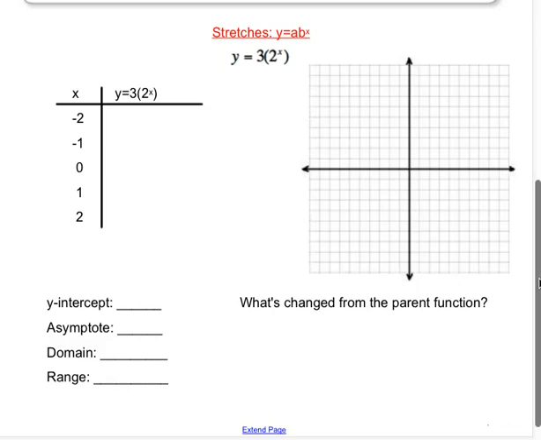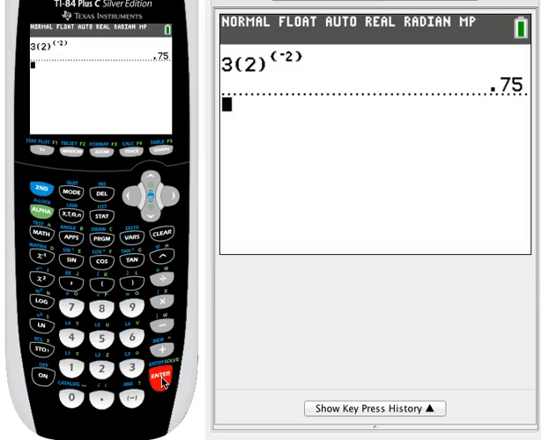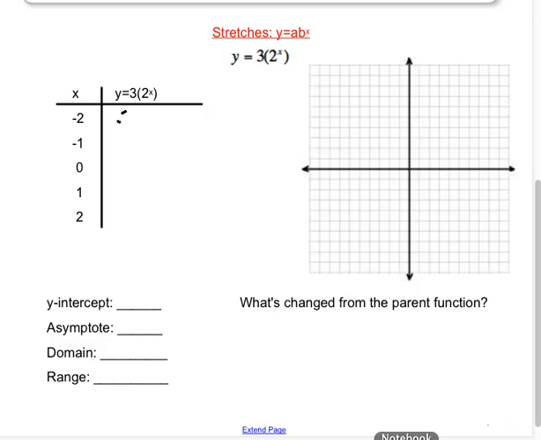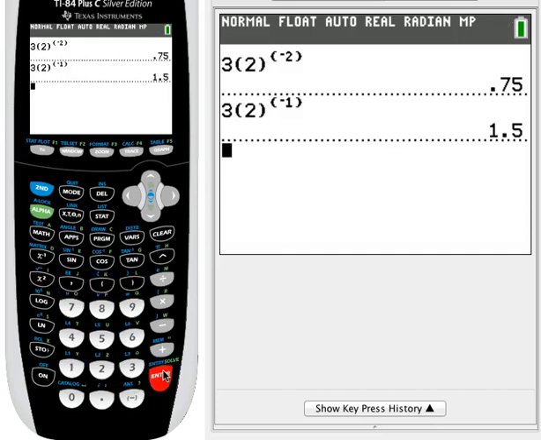So, stretches, recall, whenever you have a stretch or compression or an x-axis reflection, we're going to incorporate that straight into the table. So I'm just going to put that whole thing in my calculator and just start putting in x's. So here, on the calculator, I'm going to do 3 times 2 to the negative 2 power. What does that give me? It gives me 0.75. What about the negative first power? 3 times 2 to the negative first power gives me 1.5.